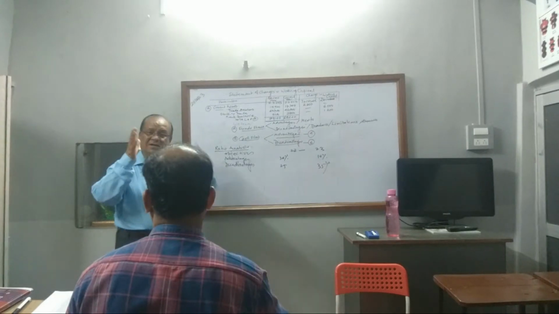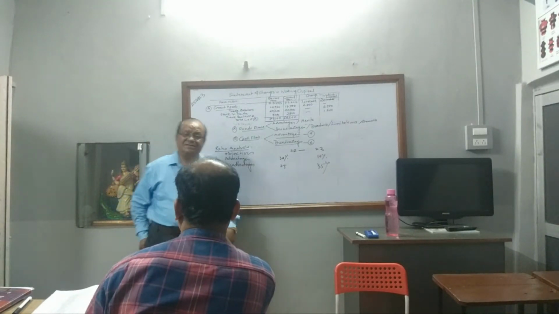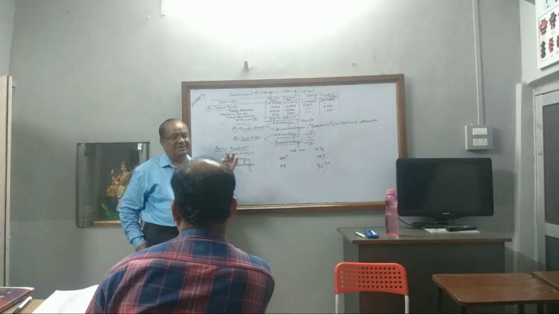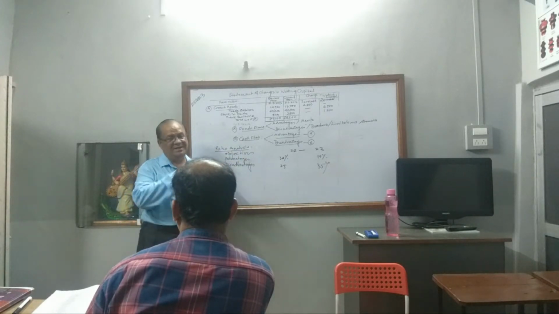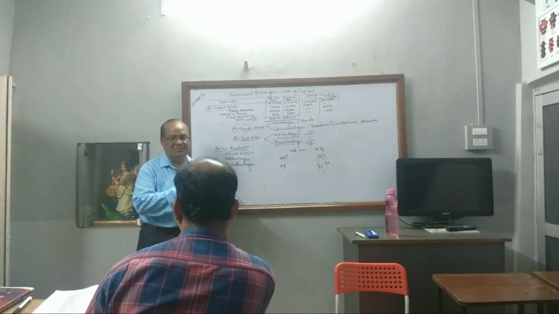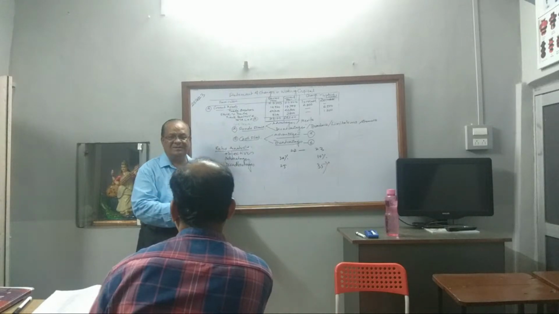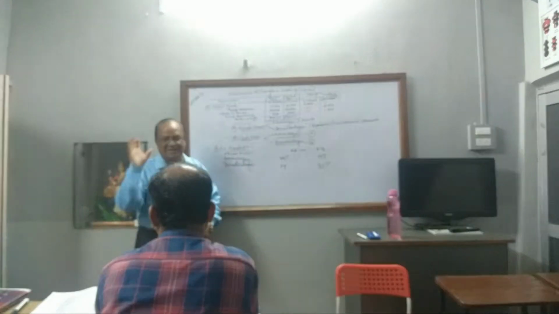Very important: current assets upon current liabilities. Current assets means cash in hand, cash at bank, sundry debtors, bills receivable, prepaid expenses. Divided by current liabilities: bills payable, sundry creditors, bank overdraft. Current assets upon current liabilities is the current ratio, 2:1.